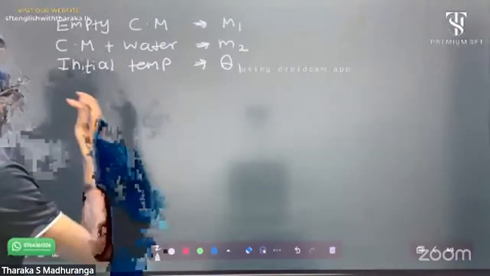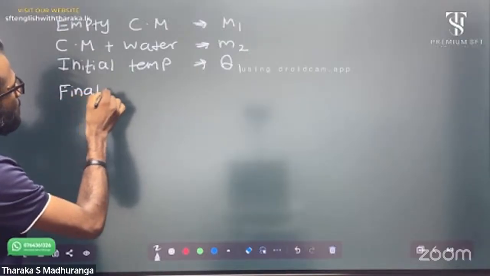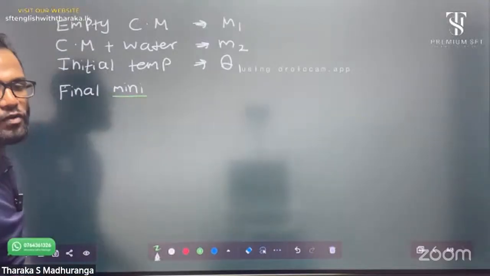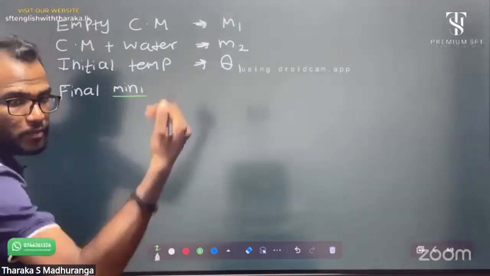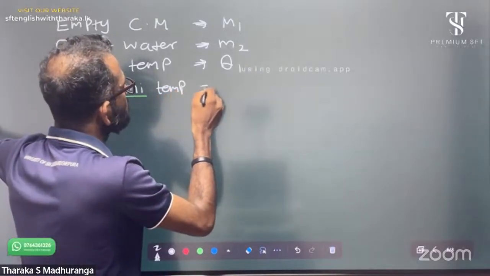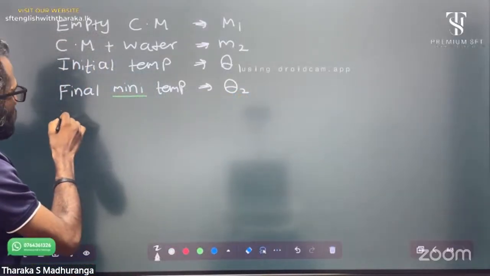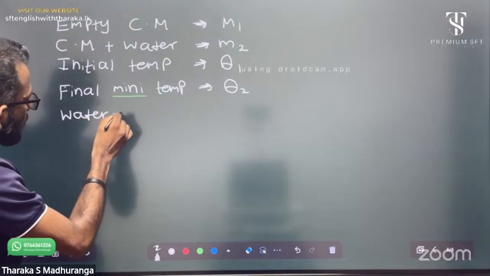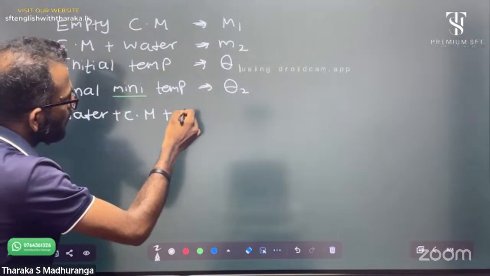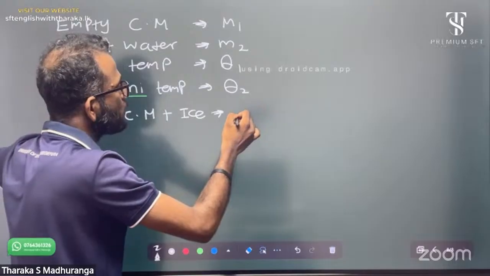Then final minimum temperature, that's the most important word. It is minimum, right? Minimum, because adding ice, no? In the previous one, maximum temperature. Minimum temperature, it is theta 2. Then get the water plus calorimeter plus ice dissolved, it's M3.